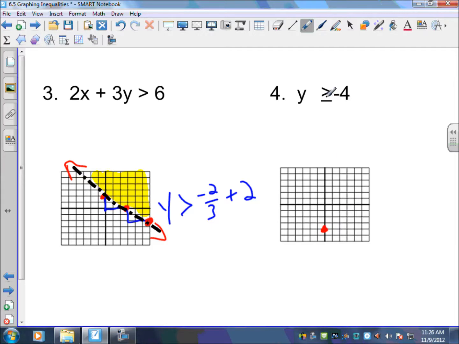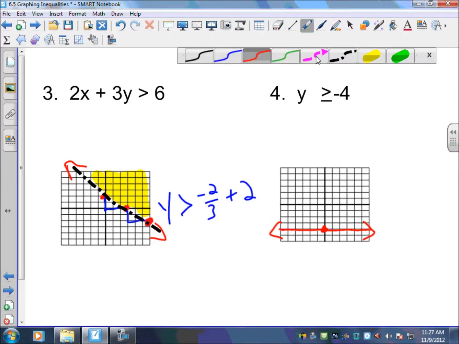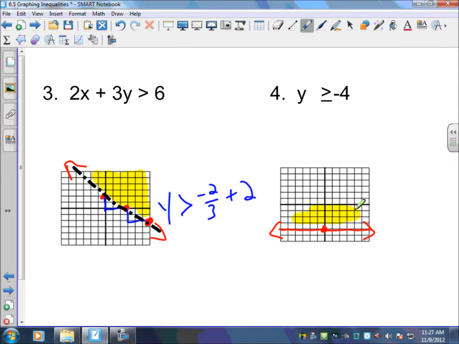Now, what kind of line am I going to draw? That's right, a solid line, because there is a line underneath my inequality. Put my arrows. Now, I do need to shade. I still need to shade. It's eating the y. That means shade above. Eats the y, shade above. Okay? That easy.